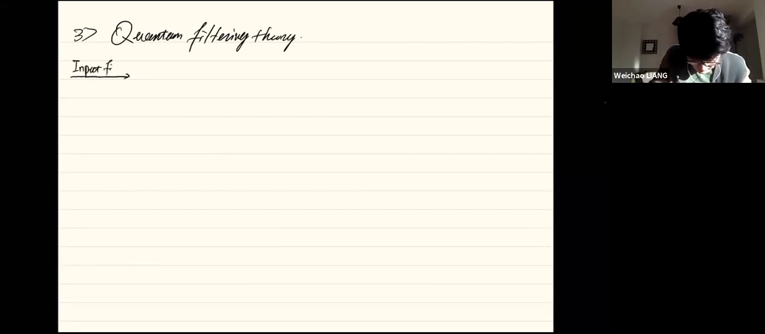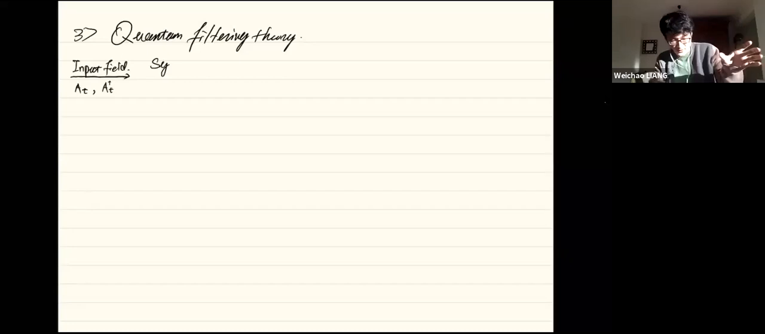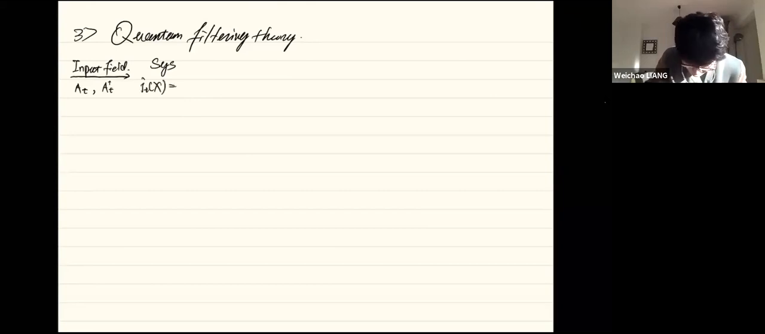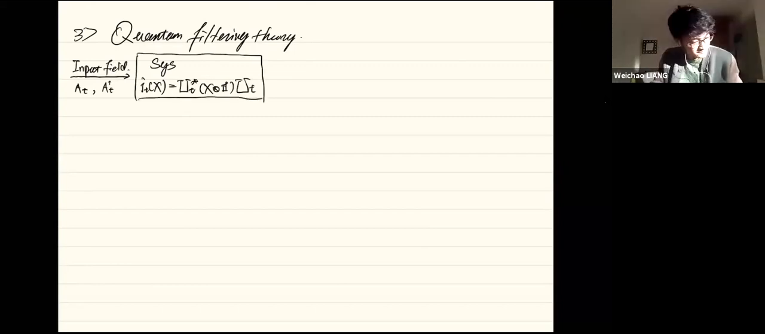We've already introduced the input field, which is characterized by the two processes, annihilation process and creation process. Okay. Then after the interaction of the input field with the system, we can obtain the quantum flow, in the Heisenberg picture. This is the HP equation. And then we can obtain the output field. We just denoted the output field like that, okay?